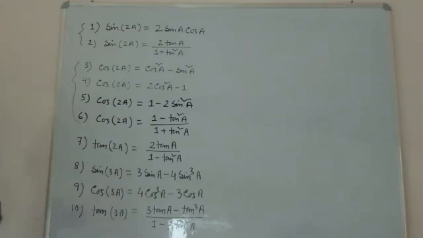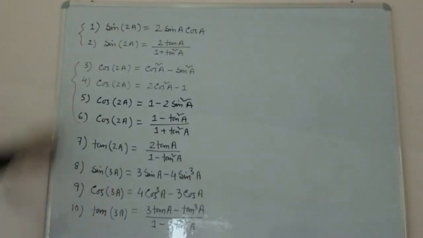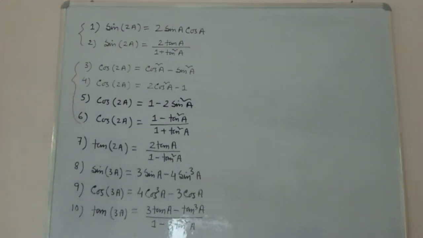Where it is necessary, we put cos square A minus sin square A. When it is required, we put cos 2A equal to 1 minus 2 sin square A. When it is required, we put cos 2A equal to 2 cos square A minus 1. So this depends upon the given problem, right? When we solve the problems, it will be very clear to you where to put which formula. But you have to remember all those 10 formulas to find the answer to the given problem.